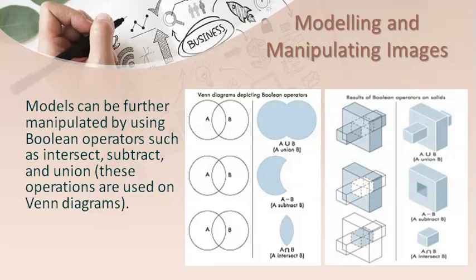Models can be further manipulated by using what are called Boolean operators, such as intersect, subtract, and union. These operations are used on Venn diagrams in mathematics. Now, as the diagram shows, we're seeing where A is union with B. The second diagram, reading from top to bottom, shows you where B is subtracted from A. And the final diagram shows you the intersection of A and B. The results of Boolean operators on solids depict a similar kind of relationship.